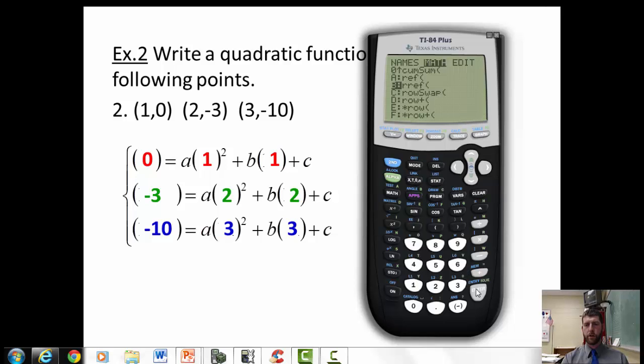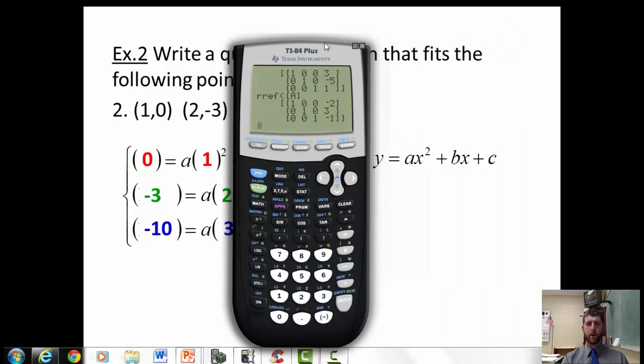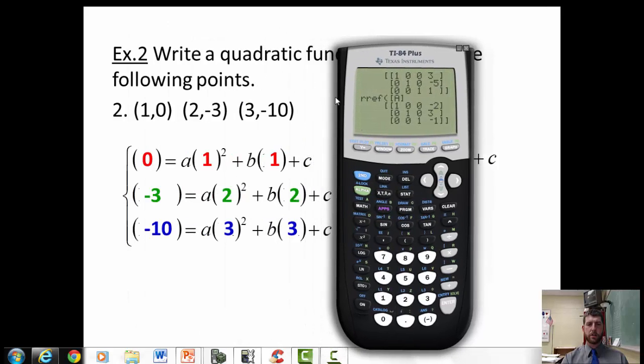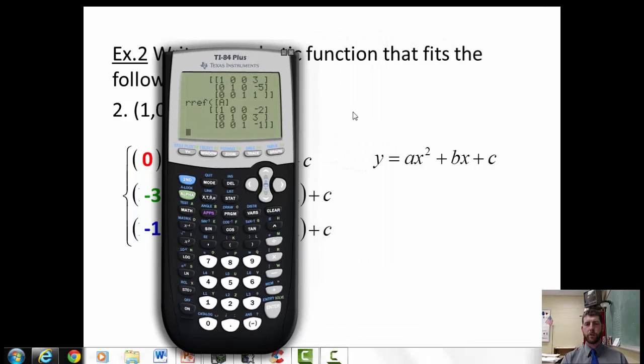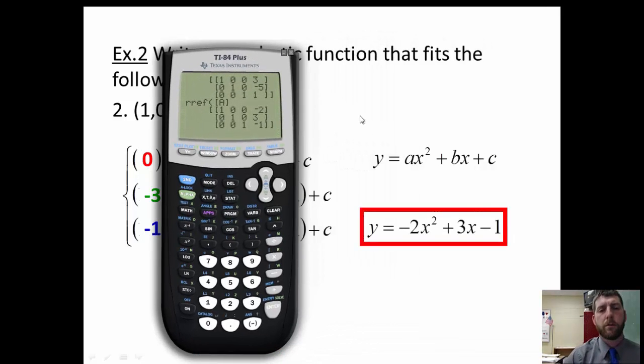RREF, reduced row echelon form of second matrix A. Enter, enter. Identity matrix, that tells me the far right column is my solution. So A should be -2, B should be 3, C should be 1. So we should get the quadratic function -2x squared plus 3x minus 1.